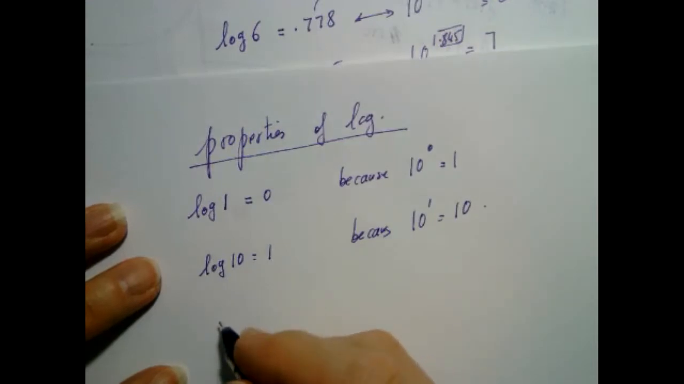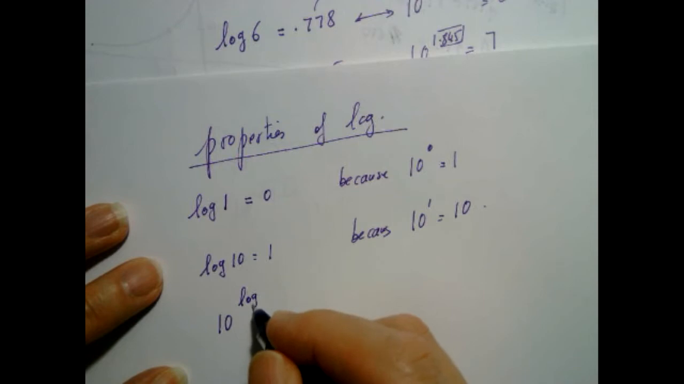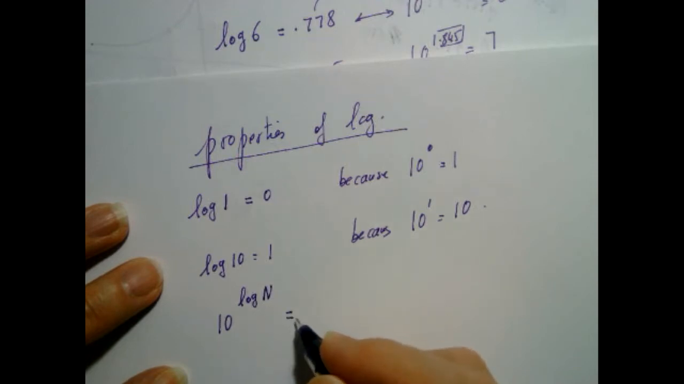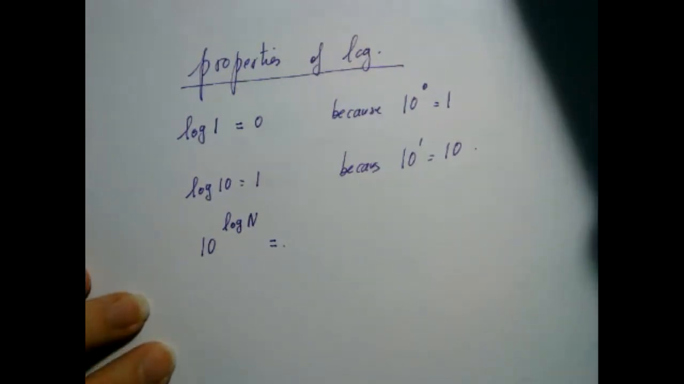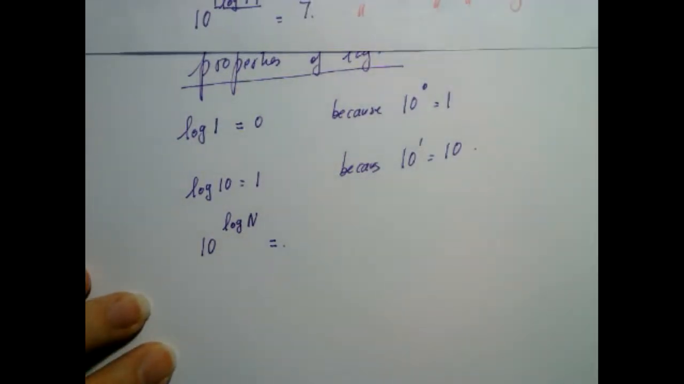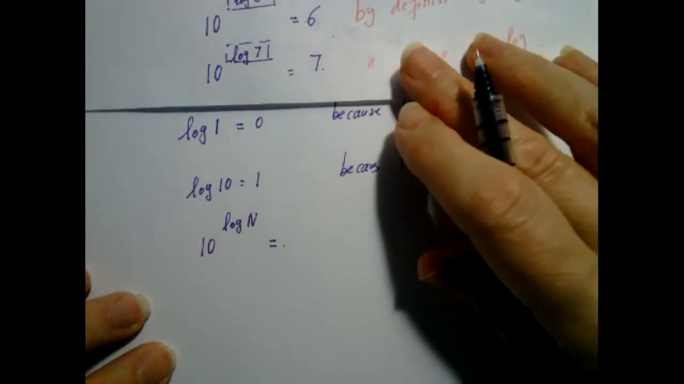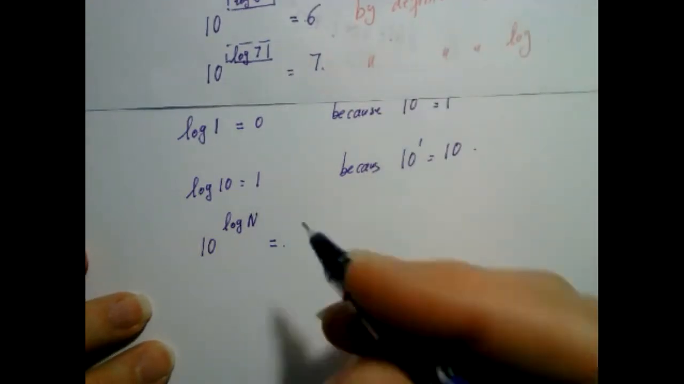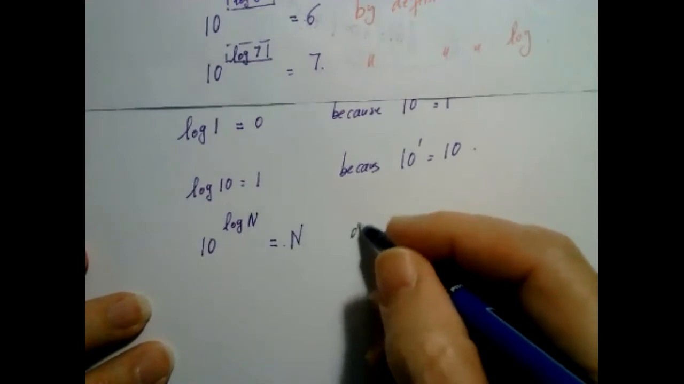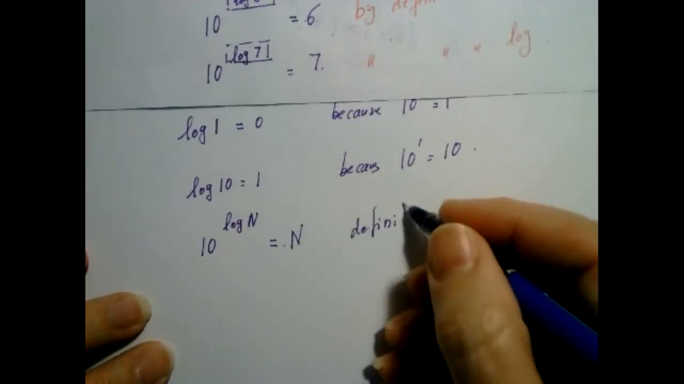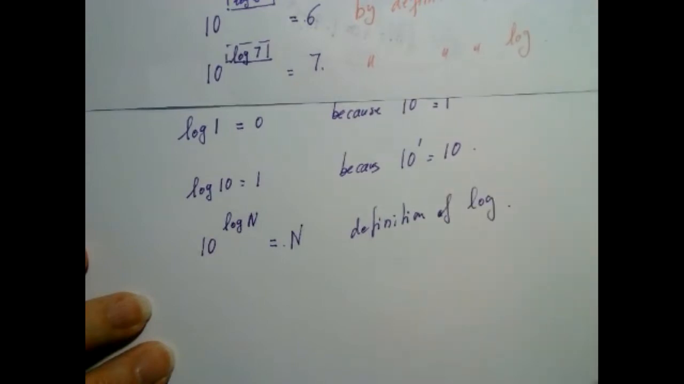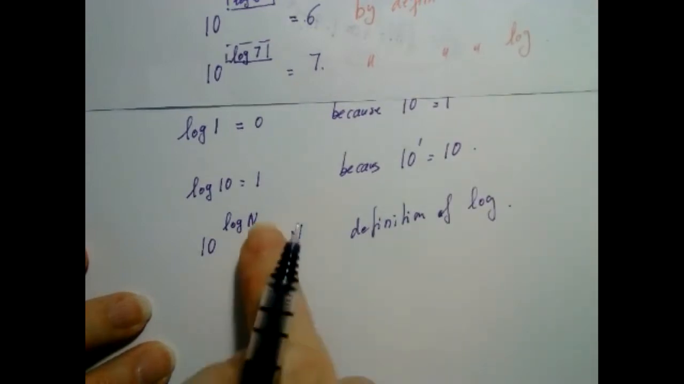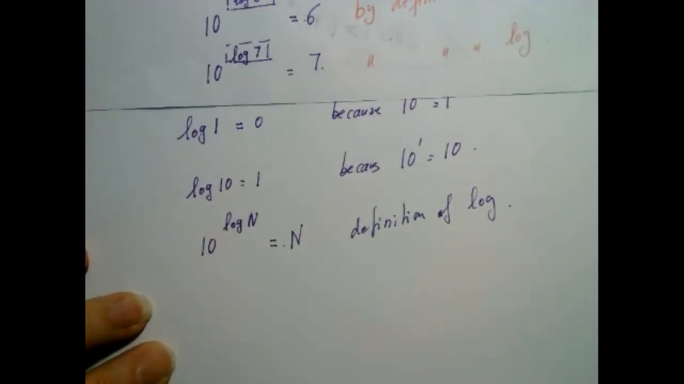Now, what's 10 to the log of n? This is a little bit more abstract. What should it give me? Exactly, it should give me n back. That's the part that is hard, because this is the definition of the log, no more, no less. The log of n is the power of 10 that gives me n back.